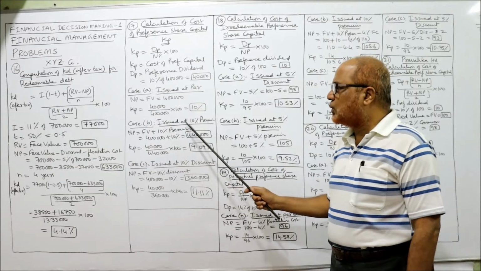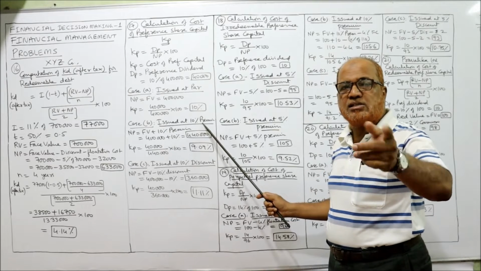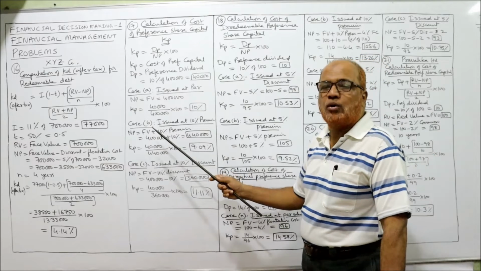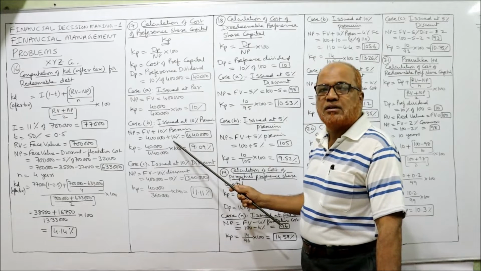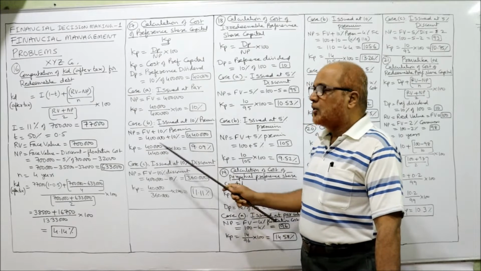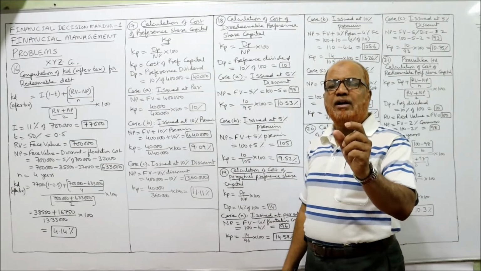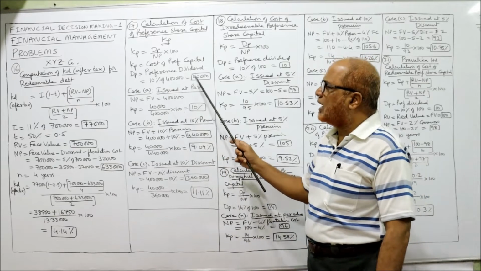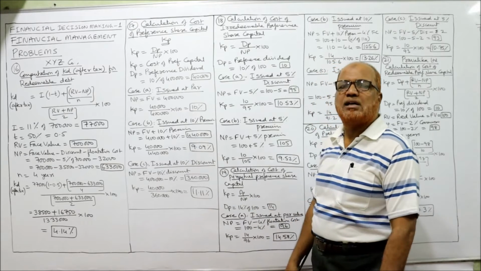Second, B case, issued at 10% premium. When the company issues the preference shares at a premium, the premium will be added. The net proceeds is equal to face value plus premium. So 4 lakh plus 10%. 10% of 4 lakh is 40,000. So 4 lakh 40,000. KP is equal to 40,000 as DP. DP remains same. The dividend on preference will always be calculated on the face value. So 40,000 divided by 4 lakh 40,000 into 100, 9.09% is the KP.